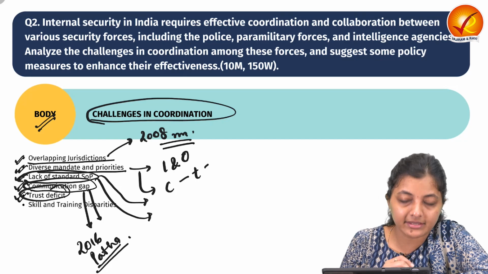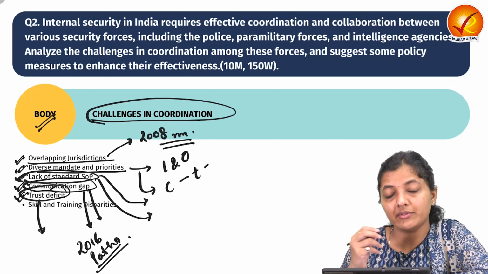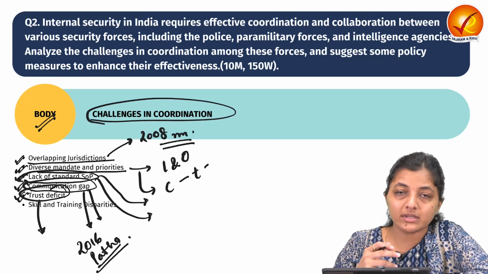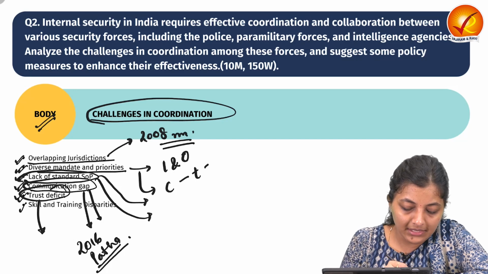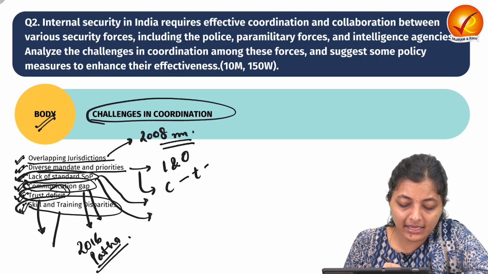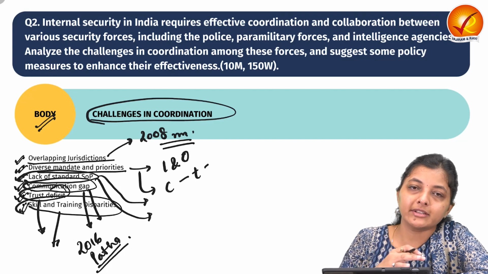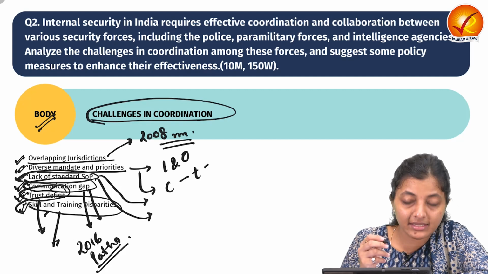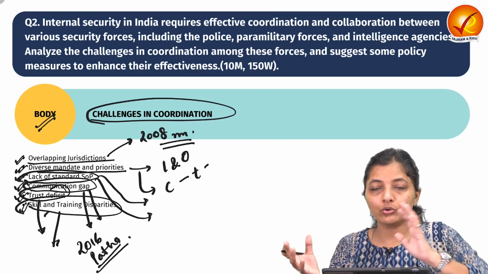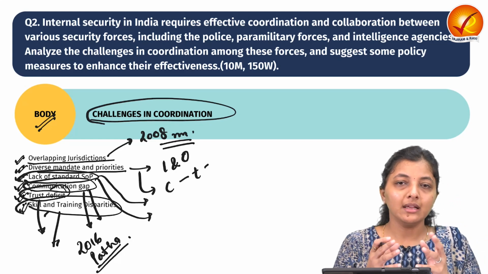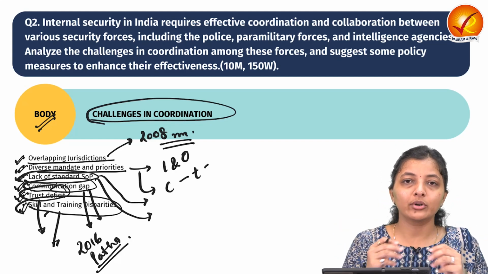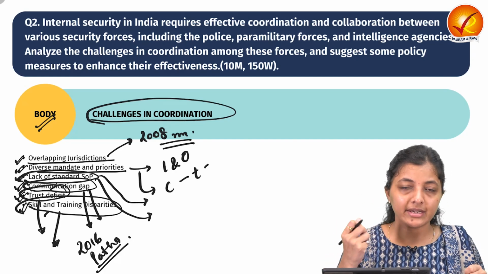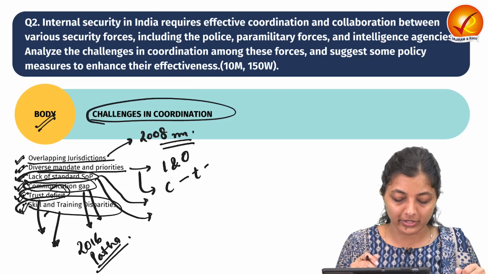Then next is the trust deficit between the various agencies. It hampers the sharing of critical data needed to ensure the internal security of India. Then next is skill and training disparities. Different security forces have different resources and budgetary allocations, different skills and different training. They know their work, but they do not work in a collaborative manner. Due to the different skills and training, they sometimes lack coordination.